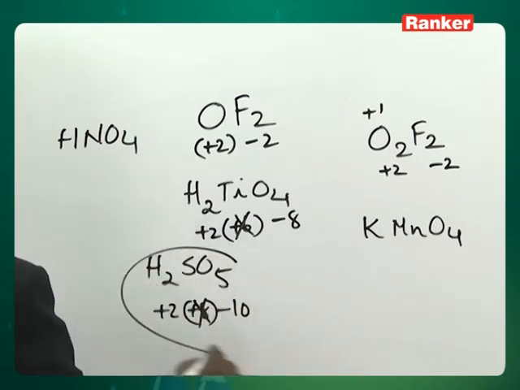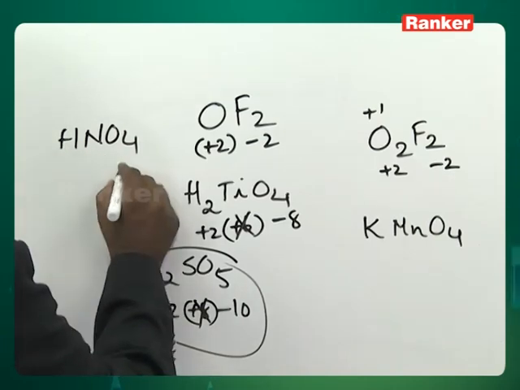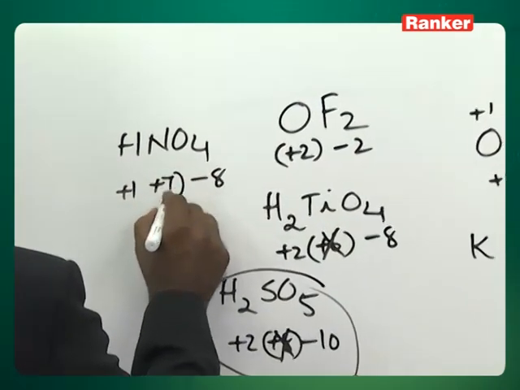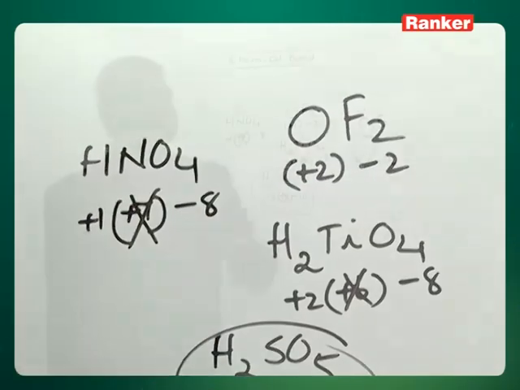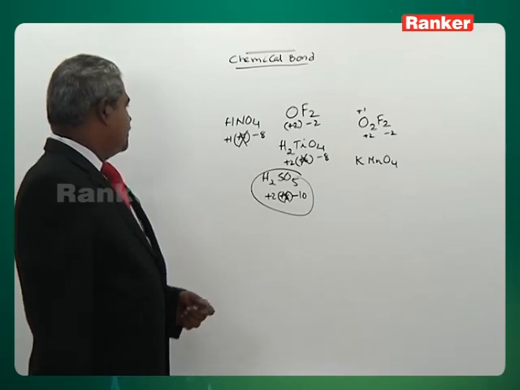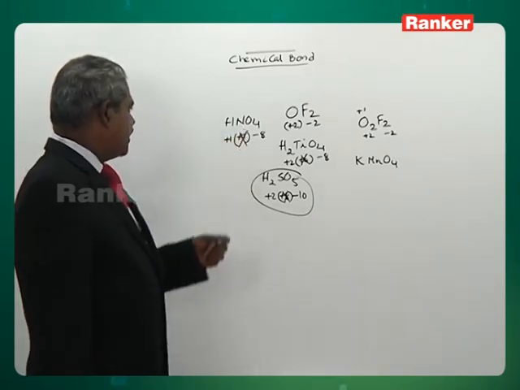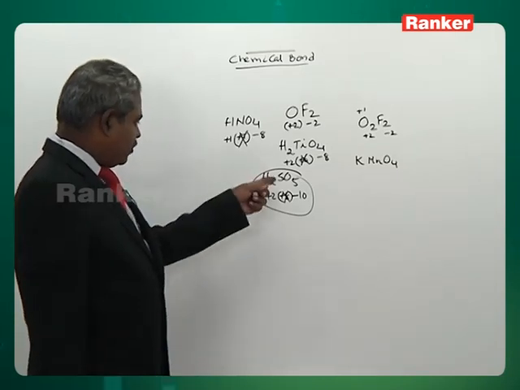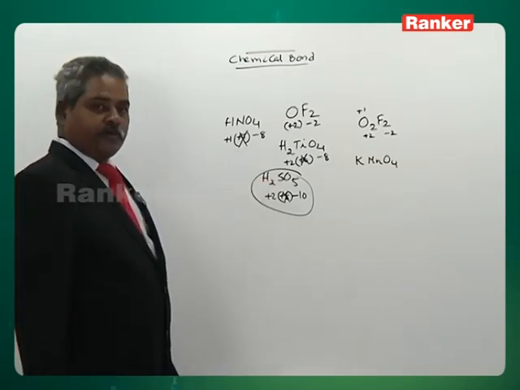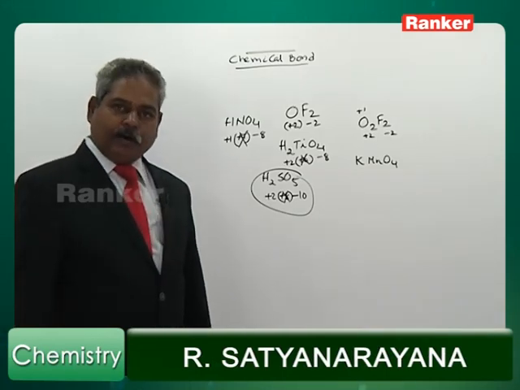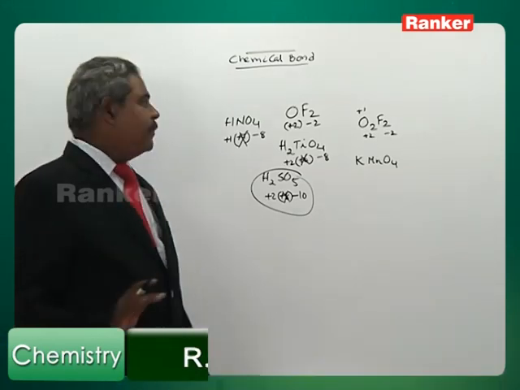Impossible. Peroxy. HNO4: minus 8, plus 1, plus 7. Impossible. Pernitric acid, or peroxynitric acid, it contains a peroxy bond. Persulfuric acid, peroxysulfuric acid. So, in some molecules the sound PER will be there, but they need not be peroxy.